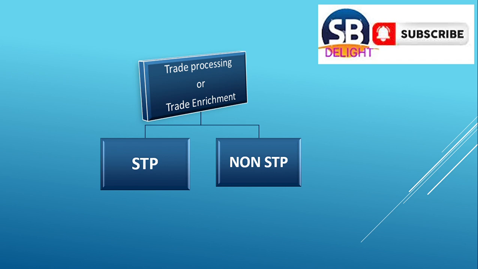STP means currency, amount, validation, settle date, number of quantity, price of stock, stock name, counterparty name. When everything is set up, then trades will settle automatically in the market. If something is not settled, then the trade will get stuck in non-STP. Here, the non-STP team, the associate end users, will sit here.